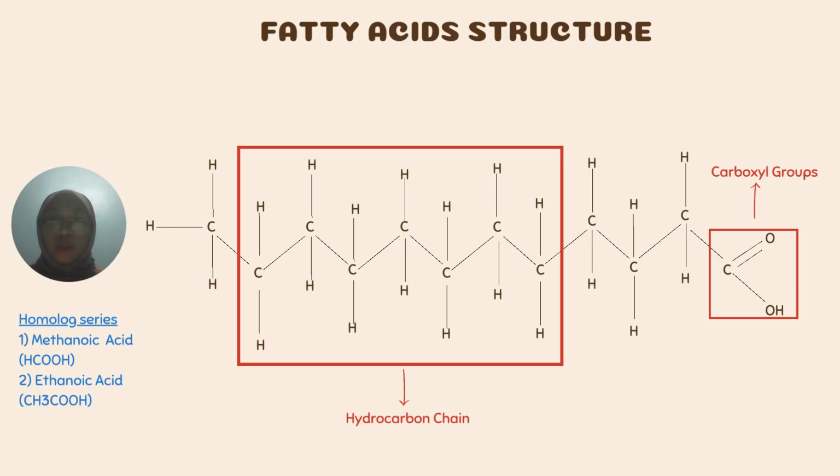The functional group that we have inside the fatty acid structure is actually the hydrocarbon chain: CH2 connected with other CH2, connected with other CH2, and others. This chain, we call the hydrocarbon chain. And we also have a carboxyl group at the end of the hydrocarbon chain. The carboxyl group is C double bond O connected with OH.